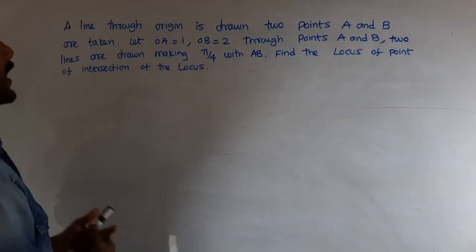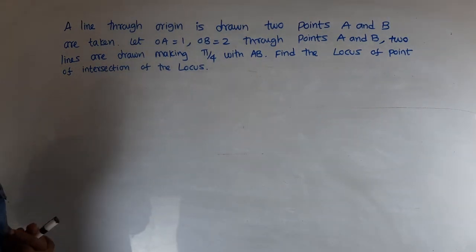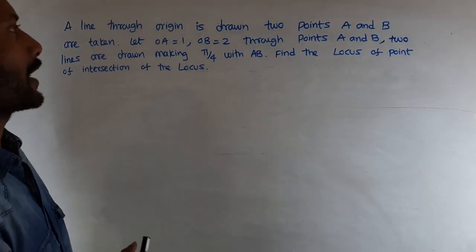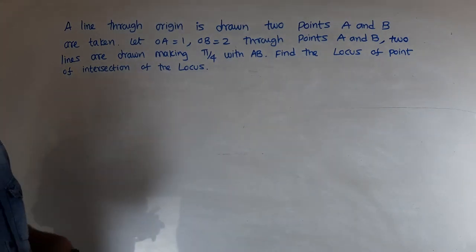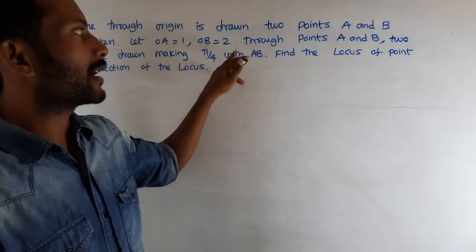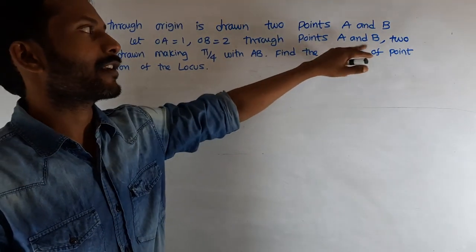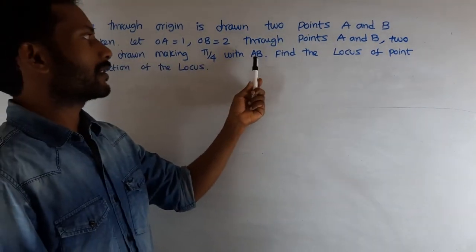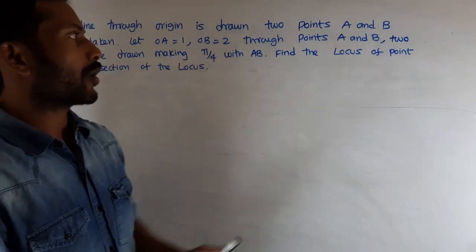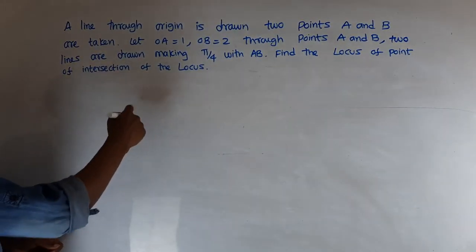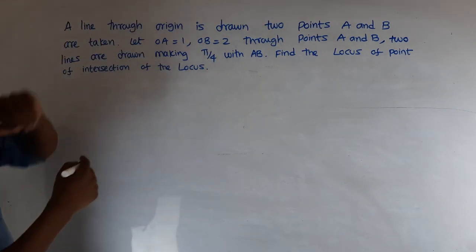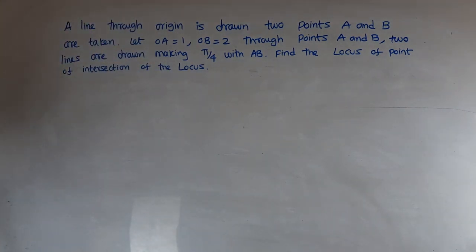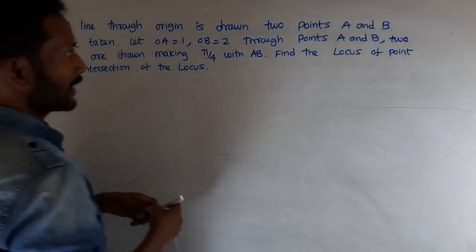Next problem. A line through origin is drawn and points A and B are taken. Let OA equal 1, OB equal 2. Through points A and B, two lines are drawn making pi by 4 with AB. Find the locus of the point of intersection of the lines.